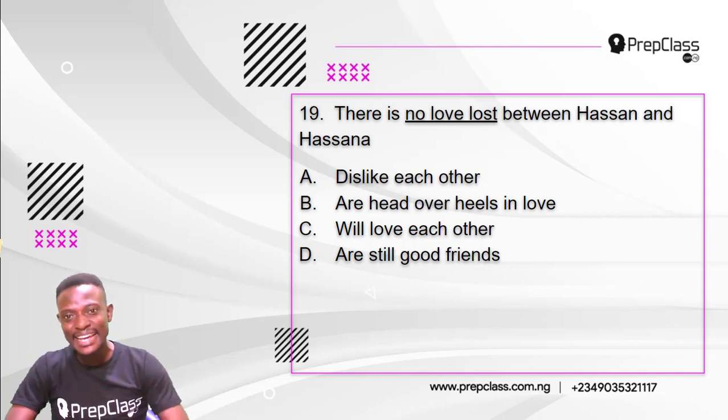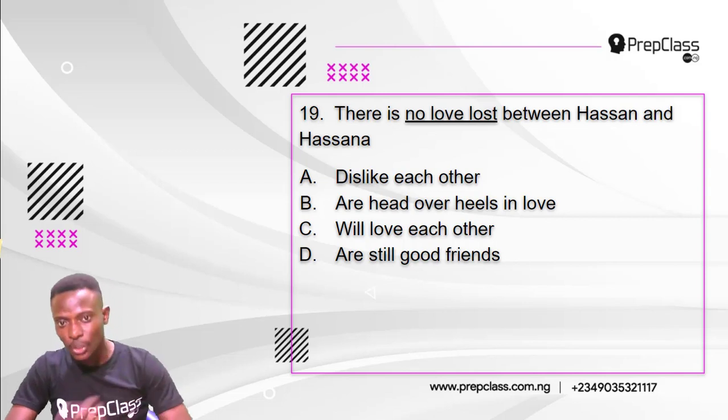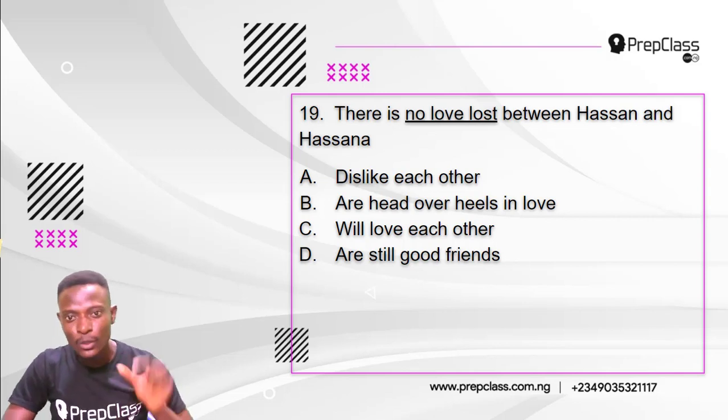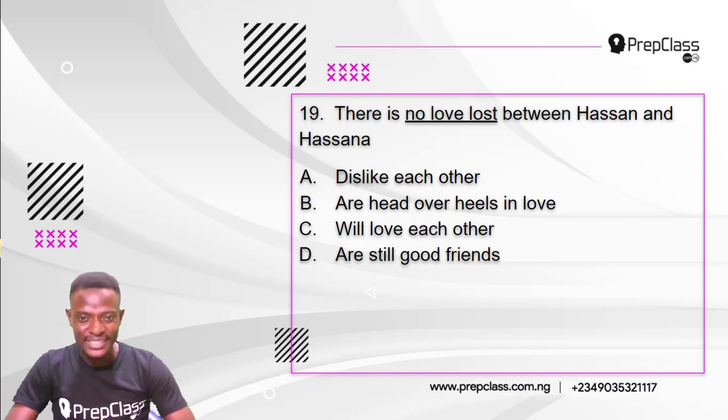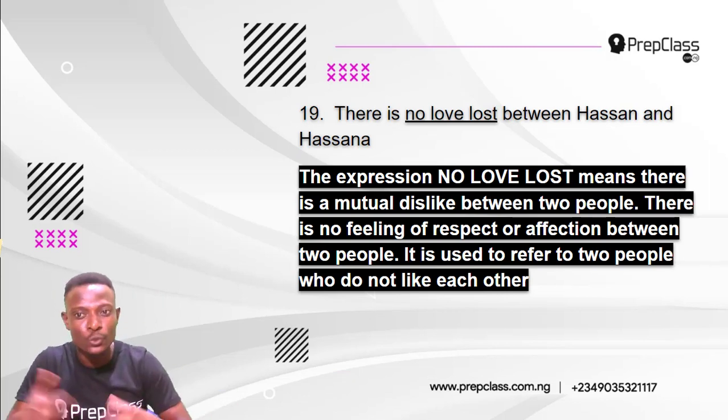Option A, dislike each other. Option B, are head over heels in love. Option C, we will love each other. Option D, are still good friends. Now, the expression no love lost means there is a mutual dislike between two people.